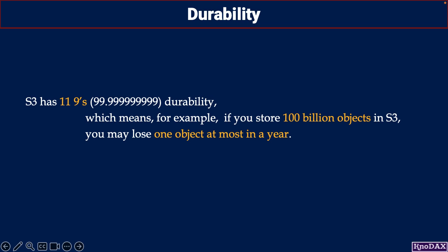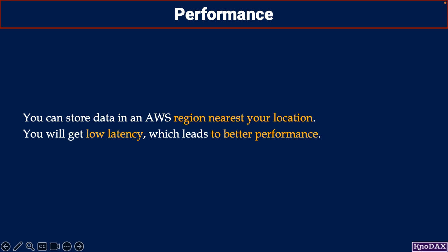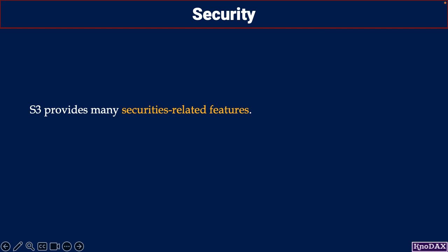In S3, you can store data in an AWS region nearest your location. This will improve latency, which leads to better performance. S3 provides many security-related features. For instance, using different encryption mechanisms, you can store data in an encrypted form.